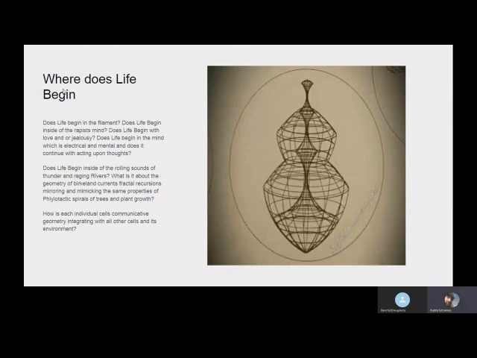What is it about the geometry of Birkeland currents, fractal recursions, mirroring and mimicking the same properties of phyllotactic spirals of trees and plant growth that is so fascinating about life? How is each individual cell's communicative geometry integrating with all other cells and its environment? It has a lot to do with surface tension and the outside of the cell, and surface tension in general with water and organized water.